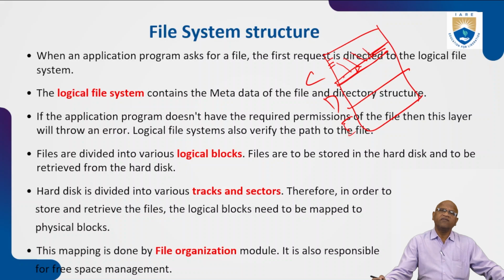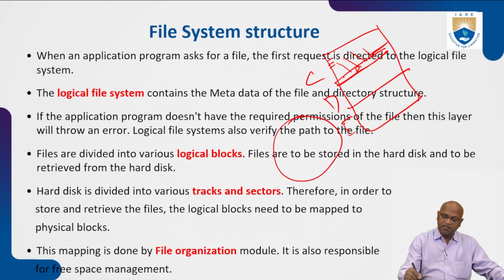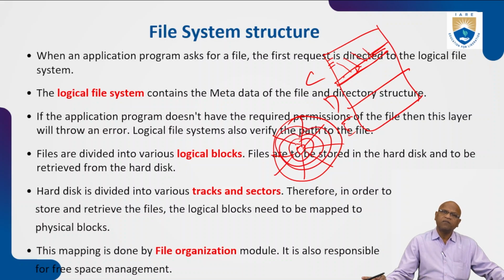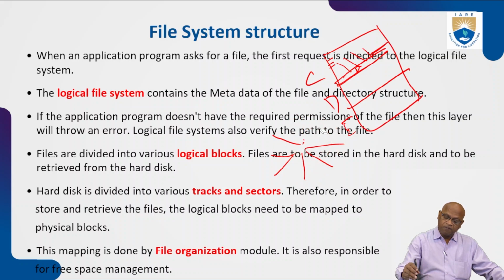So the hard disk is divided into various tracks and sectors. We have seen a CD, where you will find some sectors and tracks also. Tracks mean like this, those are tracks. So it is divided like this. This is sector 1, block 1, block 2, like this. The hard disk is divided into blocks. That is what it means.